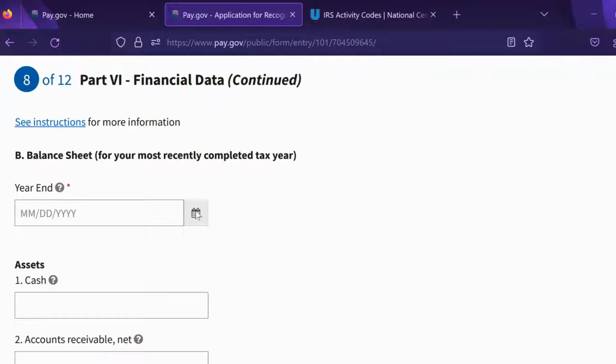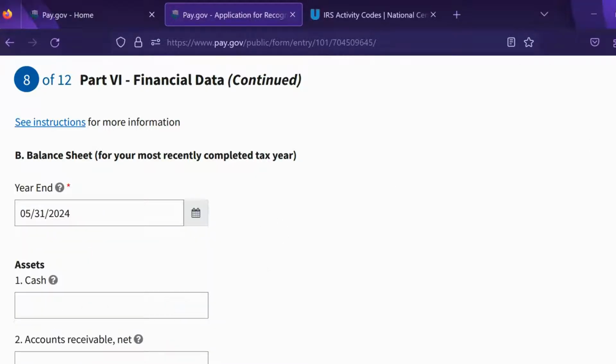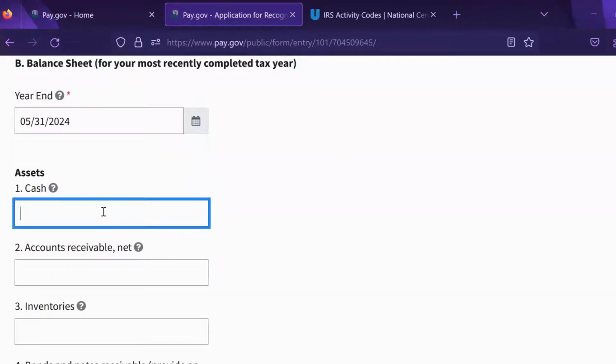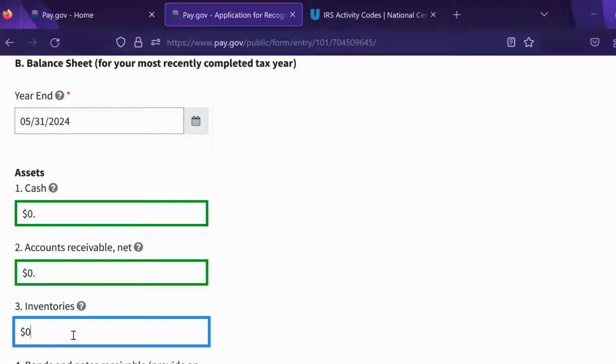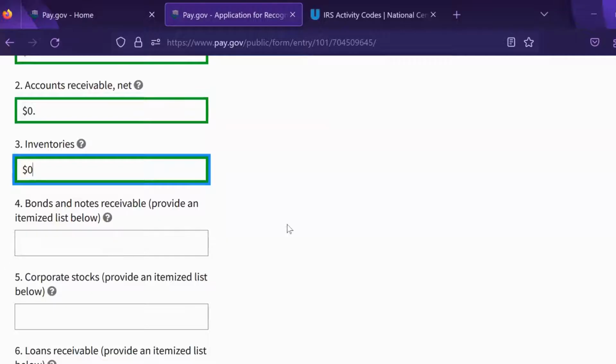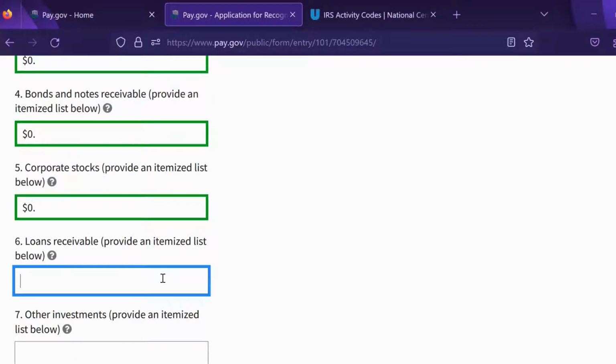So our year-end date is our fiscal year end, which is 5/31/2024. So that's the year, because our fiscal year just started. So our cash assets at the end of the year, let's say 0, receivable 0, inventory 0. This is for Jane's new nonprofit, which just started. Bonds and notes receivable 0, corporate stock, no stock, no loans, no investments.